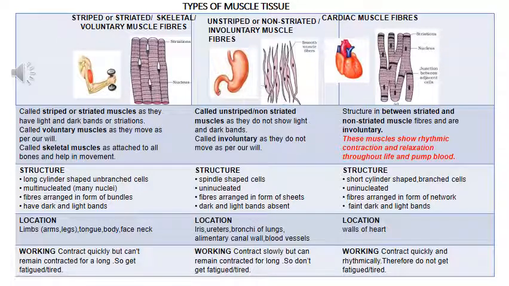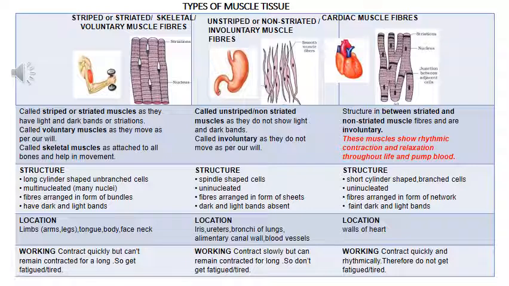Then we have non-striated involuntary muscle fibers, which are present in your respiratory system, in your digestive system and so on. They are unstriped, non-striated muscles as they do not show light and dark bands. They are called involuntary as they do not move as per our will. They cannot move, they are not under our control. Can you see the shape? Spindle shaped cells, uninucleated. They have only one nucleus. In striated muscles, we've studied that they are multinucleated.